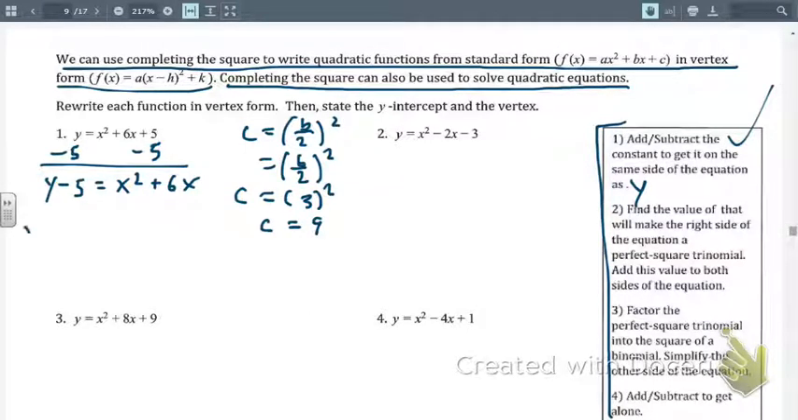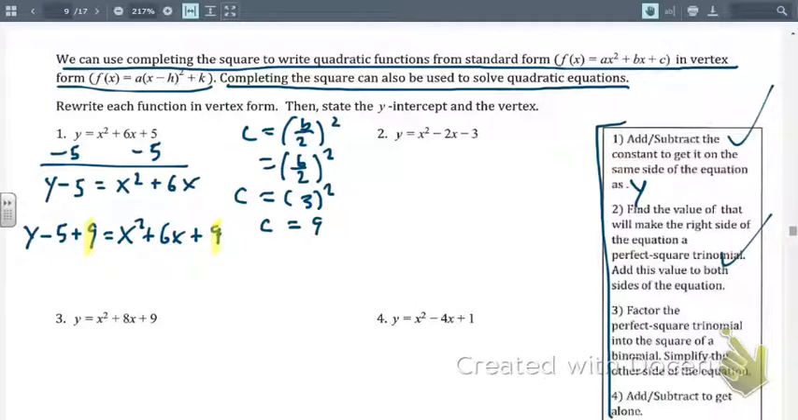So I'm going to have y minus 5 plus 9 equals x squared plus 6x plus 9. So I've added 9 to both sides of the equation. Don't forget to add it to both sides. That's super important. Alright, so step 2 is in the books.